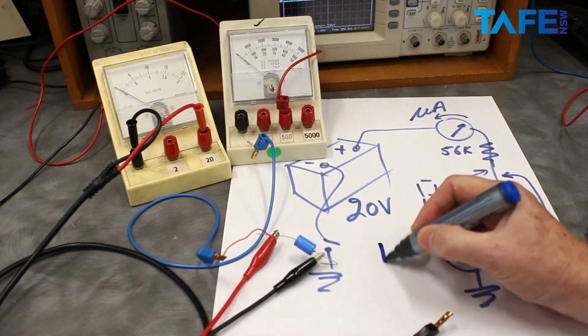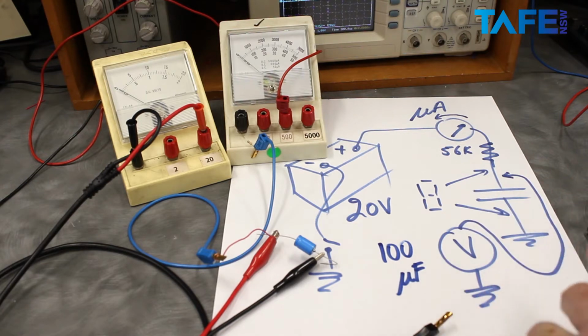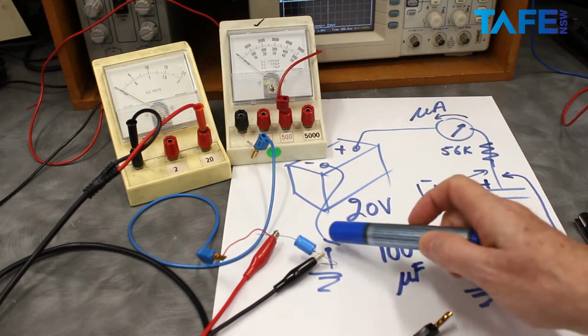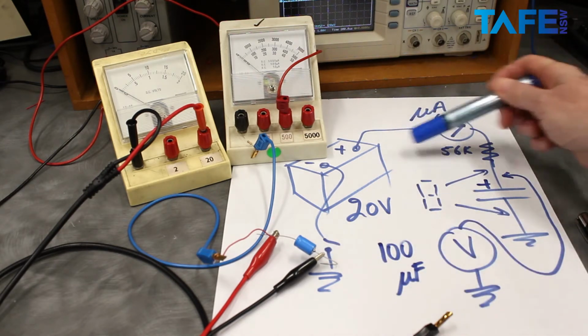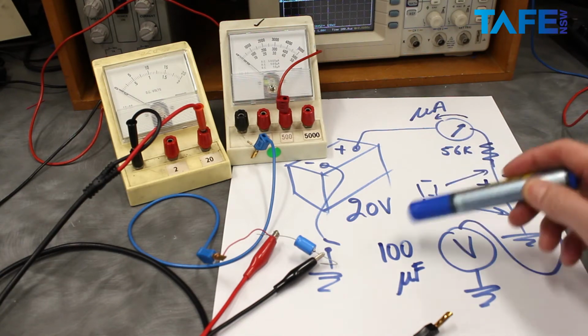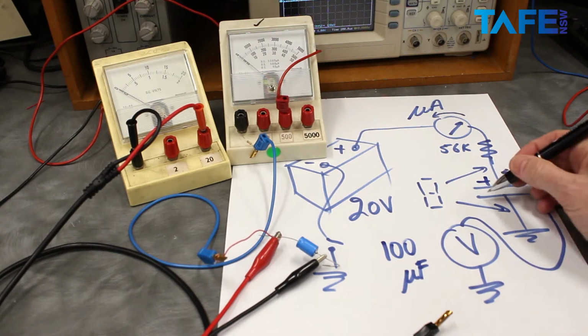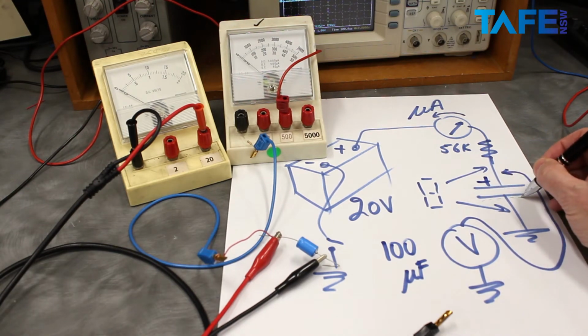Let's write that down. 100 microfarad electrolytic capacitor. There's positive there. So when I close this switch, the capacitor will charge. Electrons, in fact, flow from the ground up to put a surplus of electrons onto this plate here.